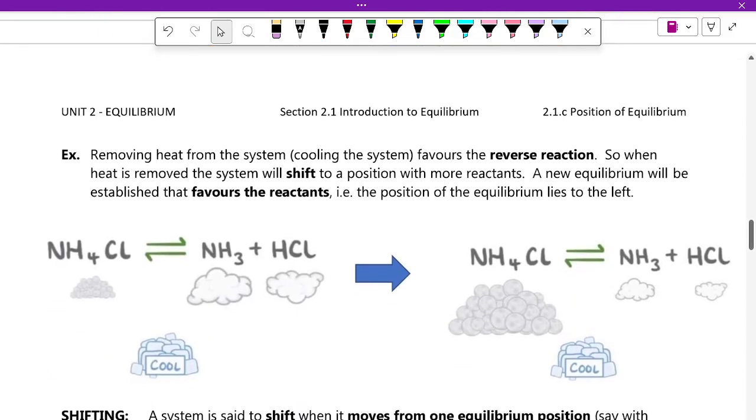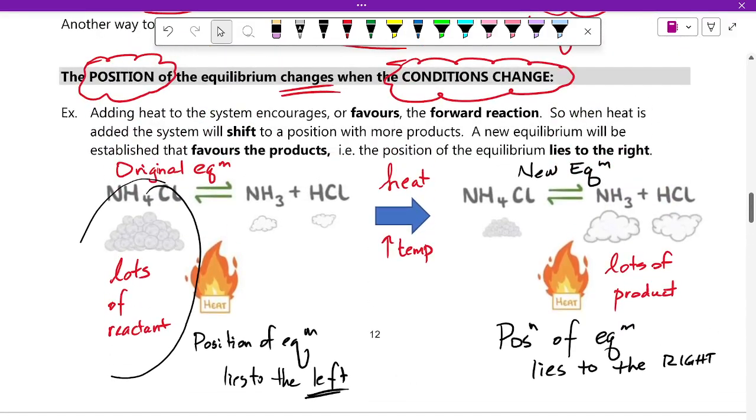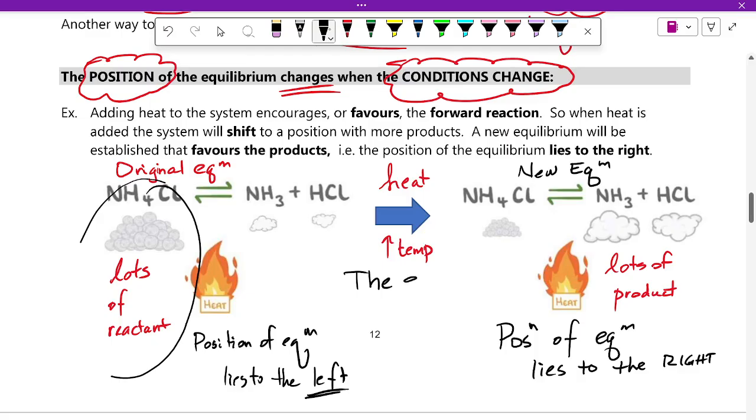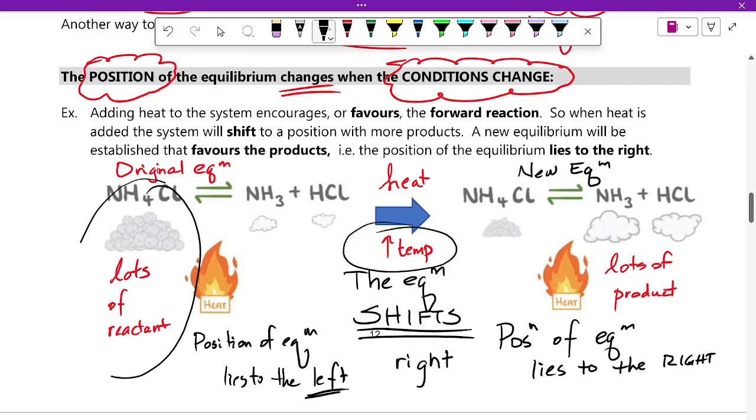Later. Now, if adding heat, if increasing temperature moved the equilibrium to the right, by the way, we should say this process of going from left to right is called shifting. Right to left as well. So we would say that this equilibrium shifts right when we increase the temperature.